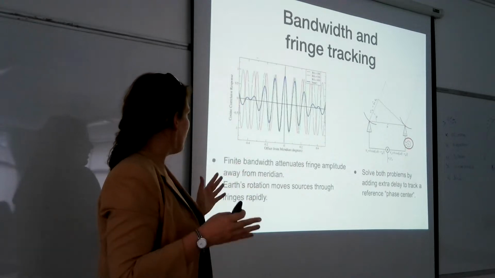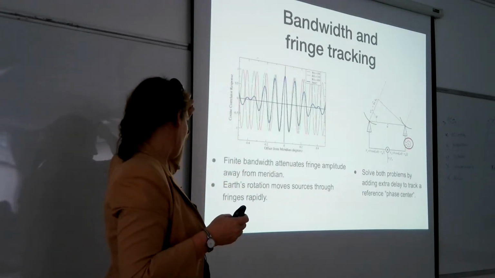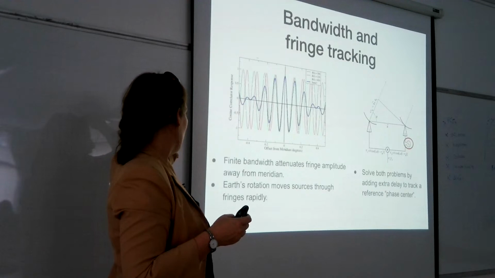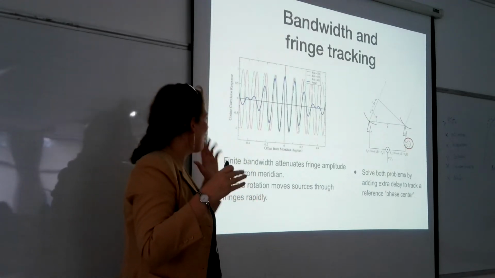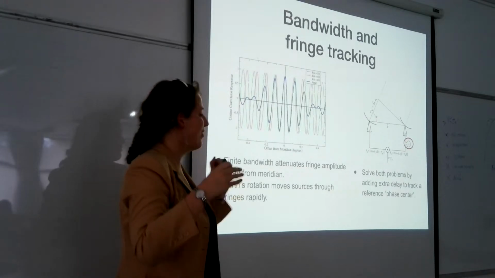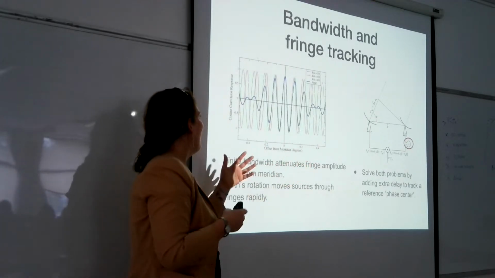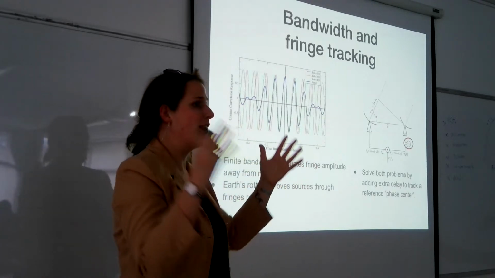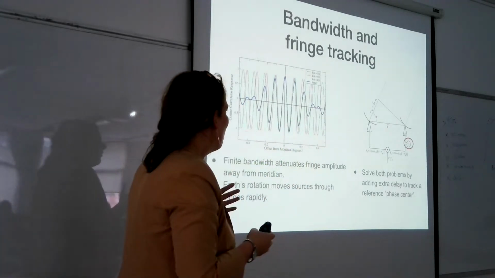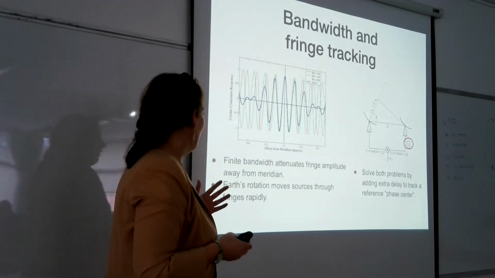But because the bandwidth is finite, you also start to attenuate the amplitude away from the center. So again, these are things to consider, that the bandwidth is actually important for being able to interfere your signal and stuff.